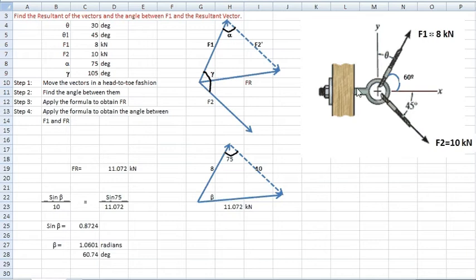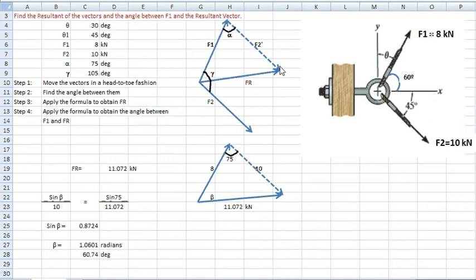Okay, so there are a few simple steps to do this problem. We need to find two things. One is the resultant, the other is the angle between the resultant and one of the vectors. To solve the first part of the problem, there are three steps. One is to move the vectors in a head-to-toe fashion. Right now, they're not in a head-to-toe fashion, so we'll move them. Second is to find the angle between them. Third is to apply the formula and find the resultant.